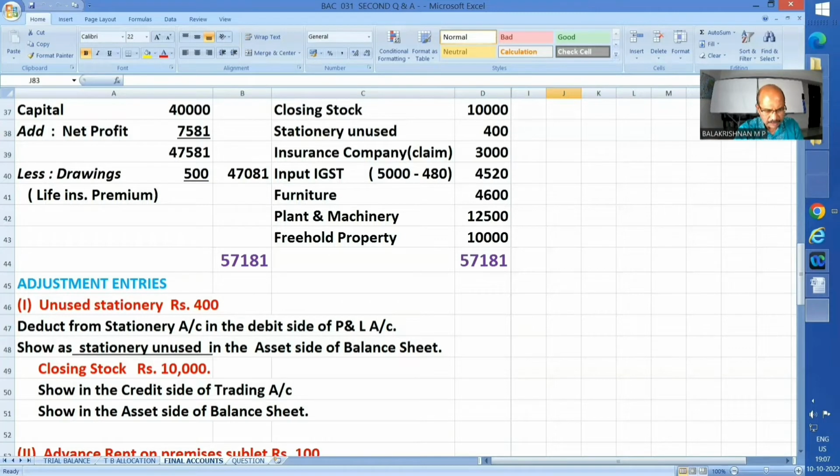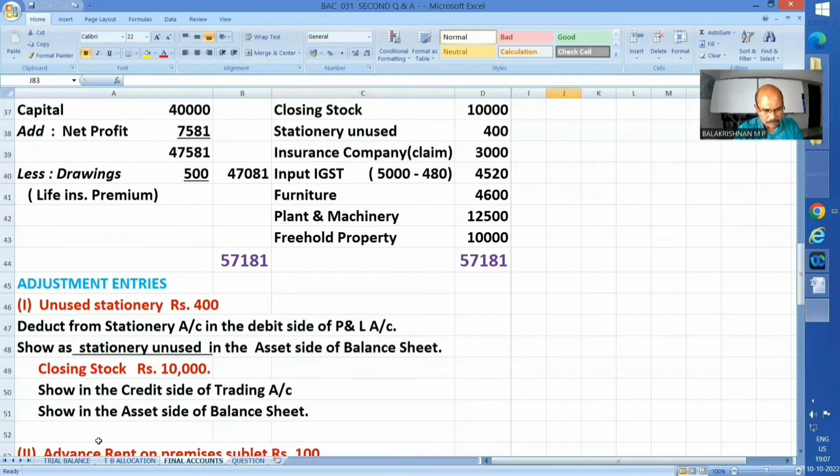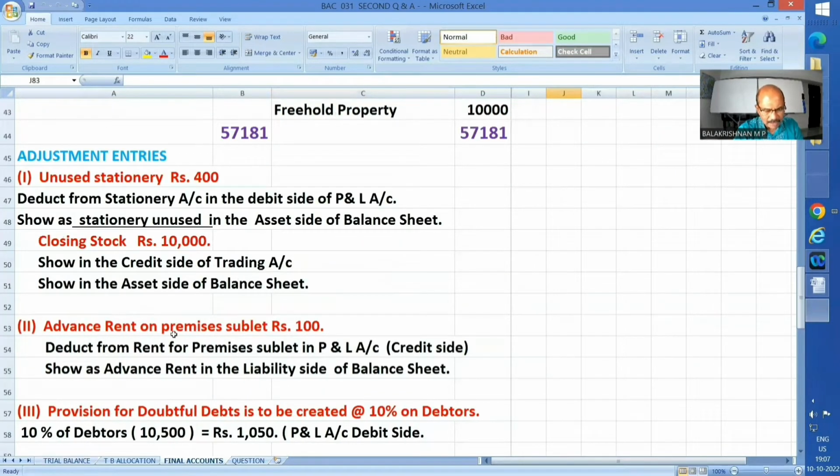And next one. Rent of premises sublet received in advance rupees 100. Simple, an advance income. How will you show that? Advance rent on premises sublet rupees 100: deduct from rent for premises sublet in P&L account credit side. Okay. Show as advance rent in the liability side of balance sheet.